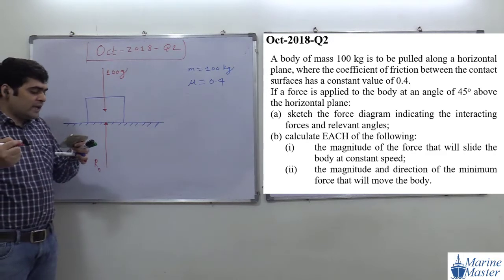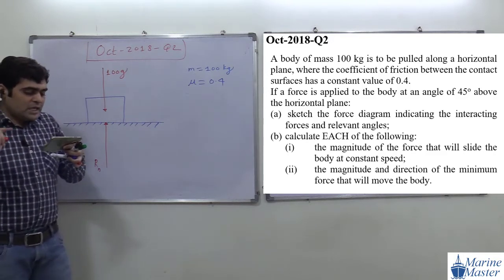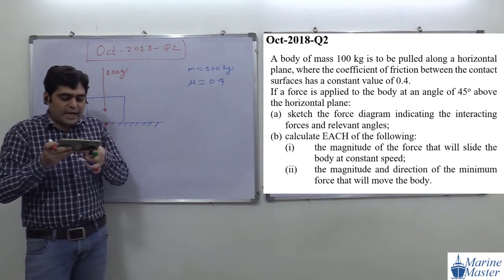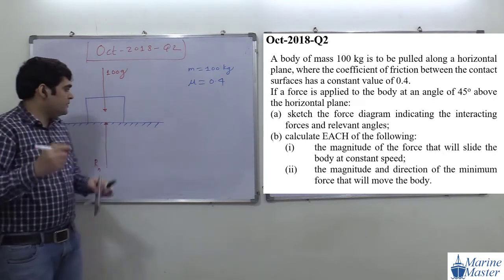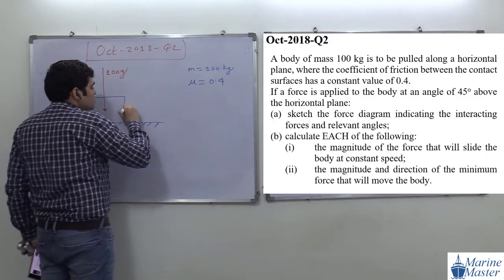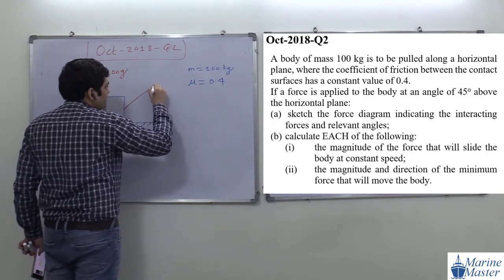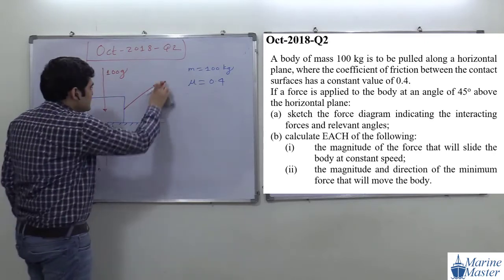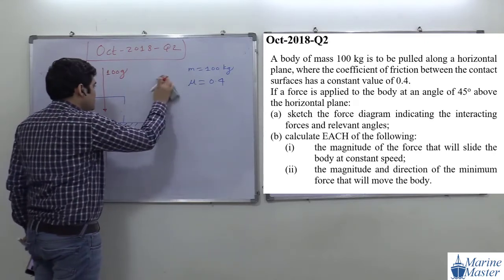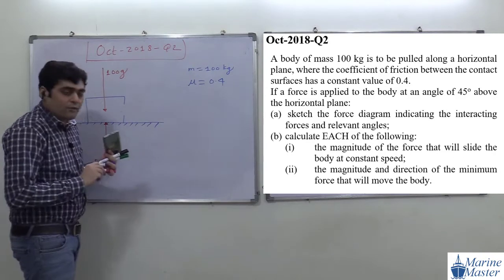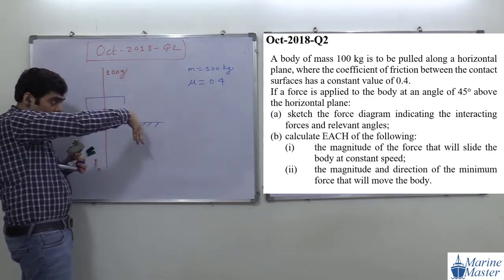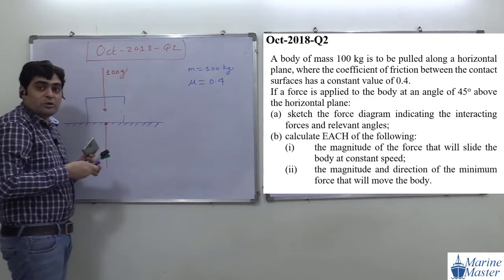Now what are we doing, guys? Try to see the scenario. A force is applied to the body at an angle of 45 degrees above the plane. So here we are applying some force F on this body. How are we applying this force F? 45 degrees above the plane. Above, not below. Above the plane. See the wording of the question.